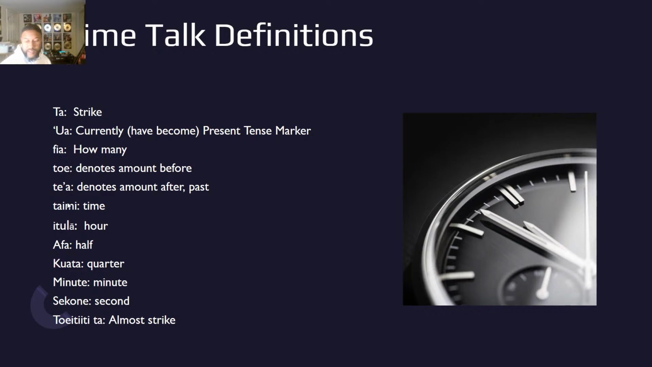Teimi or keimi is gonna be time. That means time. Itula is the hour. Afa is half. And I'm pretty sure you guys have heard that word. Anytime we talk about half, like afa or afakasi, that's what that word is. Probably the easiest one to remember out of all of these. Kuata sounds like English, quarter. Minute, same as English, but we just pronounce it in a Samoan way. Second, secone.